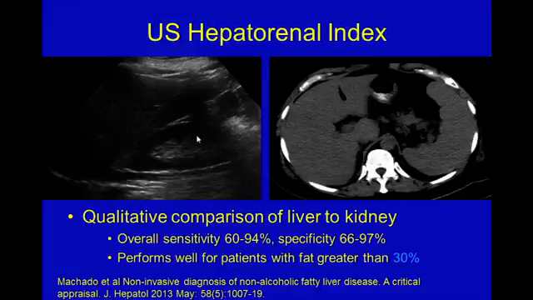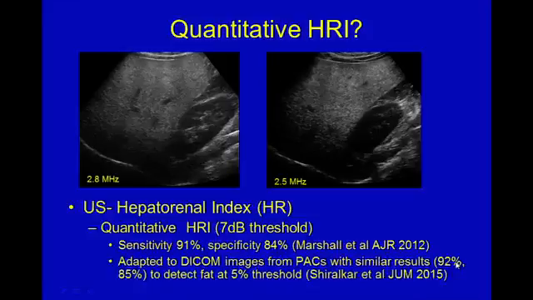However, we can use this as a qualitative comparison, and overall our sensitivity isn't too bad, the specificity isn't too bad, and we're actually about as good as CT, or maybe even a little bit better, because CT also has some problems with other metals and things altering the liver attenuation. And basically, the Hepatorenal Index performs well for patients with fat greater than 30%.